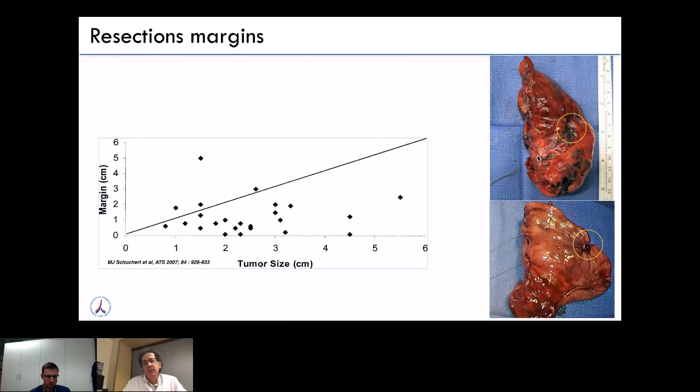You have patients with a 2 centimeter tumor who have a poor pulmonary function or who had undergone a lobectomy 4 years ago. And for these patients, even if lobectomy is more oncological, we will prefer segmentectomy.